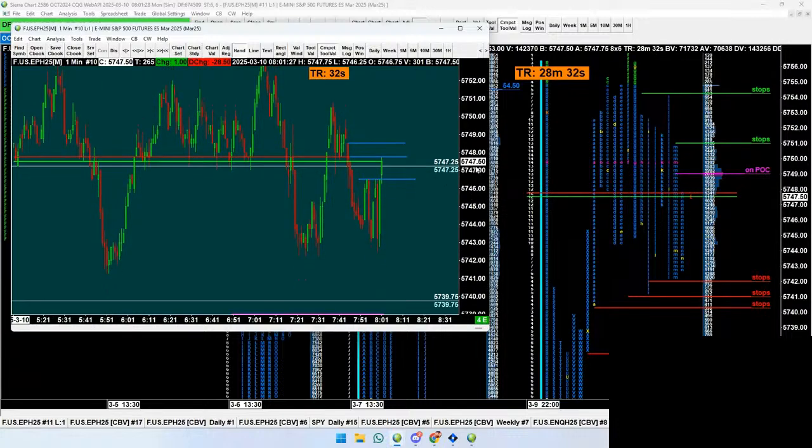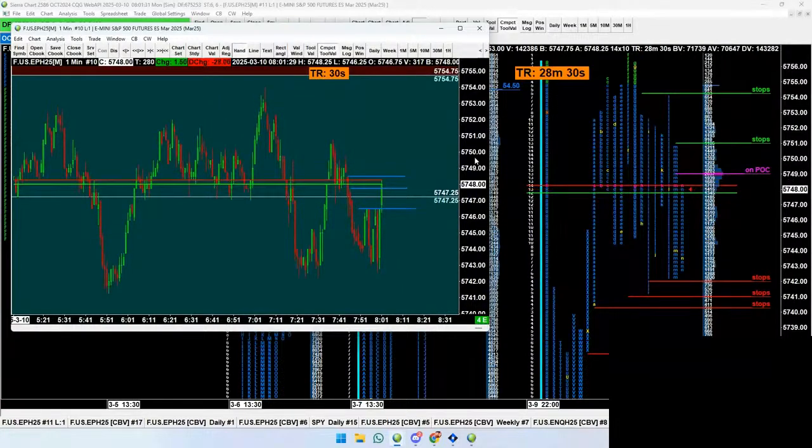But the cool thing is now the London session's opened and we've shown where the bid is, right? Remember, always looking for the bid.